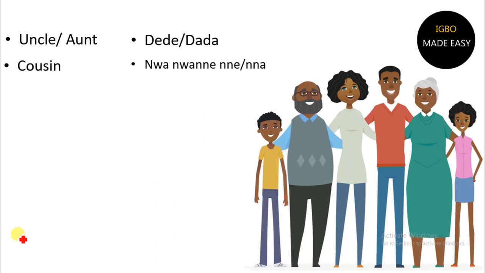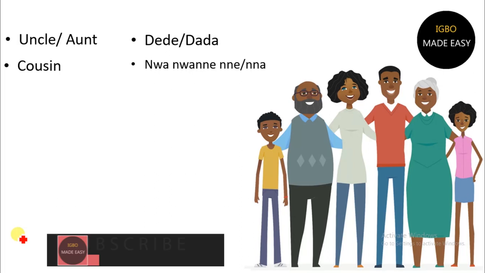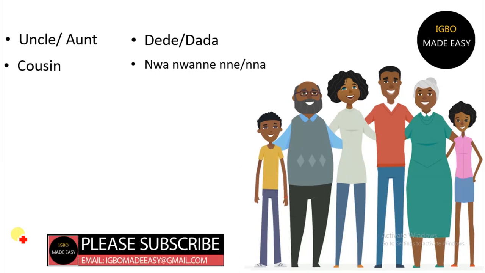What about cousin? Nwa nwanne nne or nwa nwanne nna. We don't actually have a word for cousin in Igbo, so it's more like a description. The first nwa means child. The of is not listed, so let's say child of. Nwanne is brother or sister. Nne is mother. So nwanne nne is my mother's brother or sister.